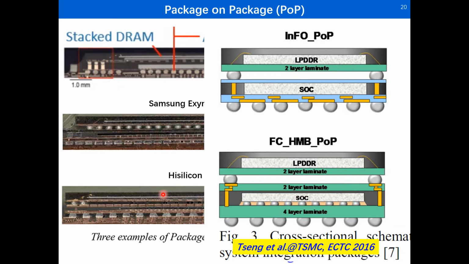In the case of HiSilicon, the memory is connected to the two-layer laminate by bonding wires, and then connected to the solder ball, and then the solder ball is further connected to another two-layer laminate on the top, then connected to the bottom four-layer laminate using through molding via. The SoC chip is connected to this package substrate using the flip chip method. Here we can see very small micro bumps. And then the substrate is connected to the PCB board using BGA balls.